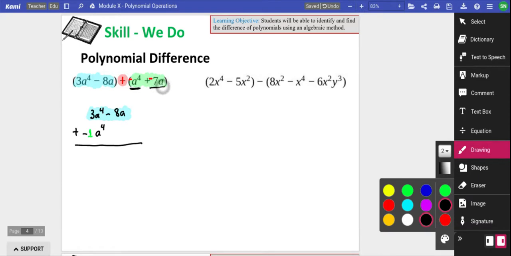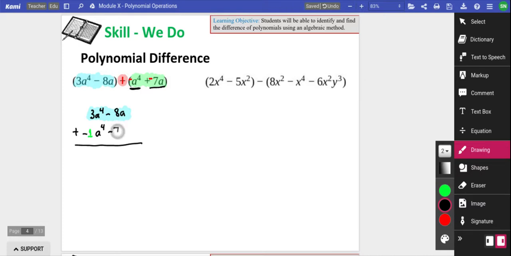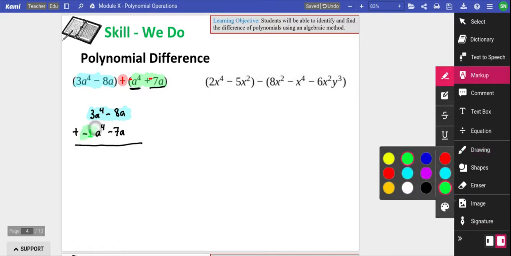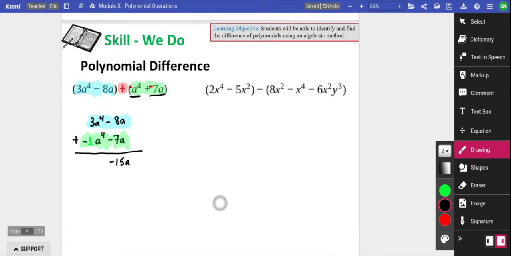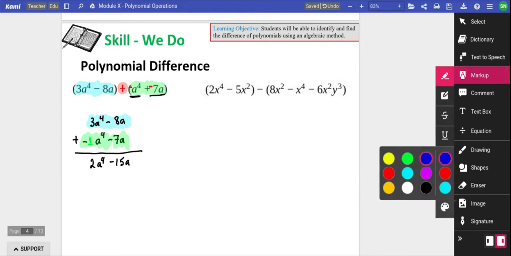I also have to look at the next term. The next term is a negative 8a, so letter with no exponent, which corresponds to the negative 7a from the green parentheses. Now we can perform the operation. We'll start from right to left. Negative 8 minus 7a would be negative 15a. Moving left, we have 3a to the fourth minus 1a to the fourth. This would become 2a to the fourth power, and this would be our solution.